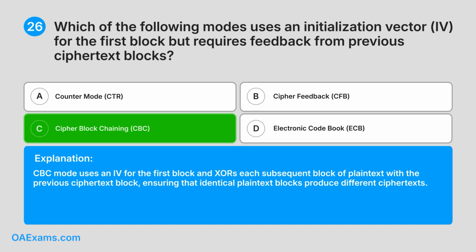Explanation: CBC mode uses an IV for the first block and XORs each subsequent block of plaintext with the previous ciphertext block, ensuring that identical plaintext blocks produce different ciphertexts.